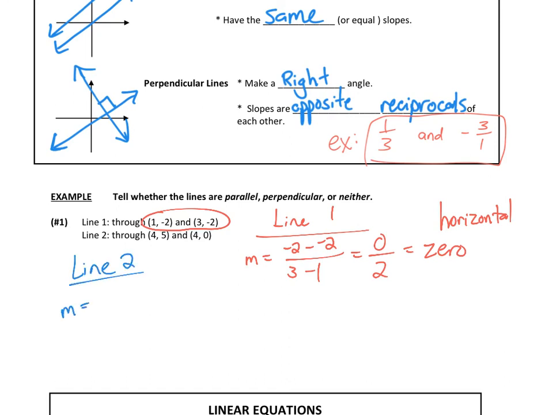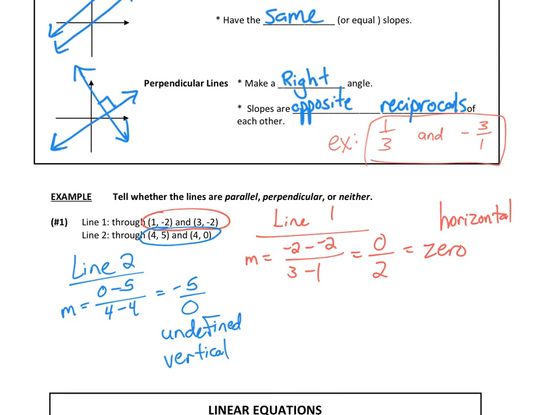And then over here, we're going to do line 2. So the slope of line 2 is 0 minus 5 divided by 4 minus 4. And again, we're using these points. 0 minus 5 divided by 4 minus 4 is -5 over 0. So can we divide by 0? You would get undefined. And if it's undefined, it means it's a vertical line. I purposely made this example so we would get horizontal and vertical, or undefined and 0.